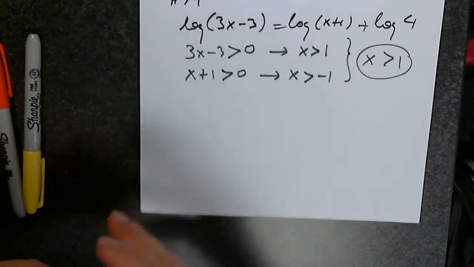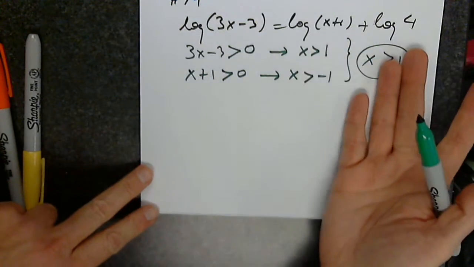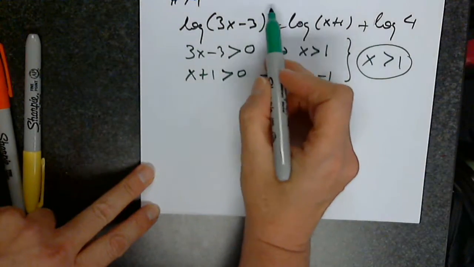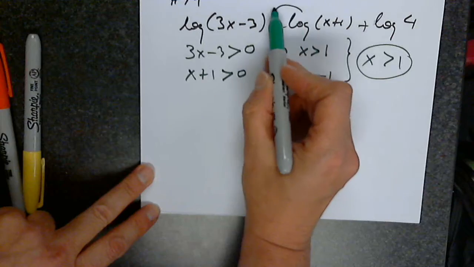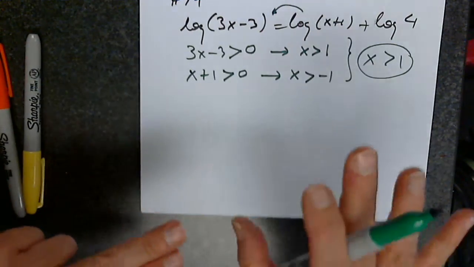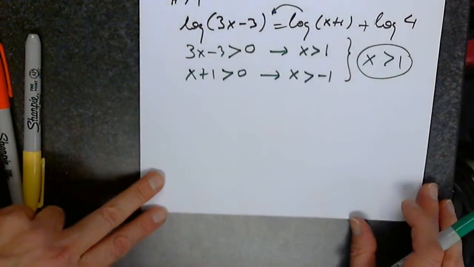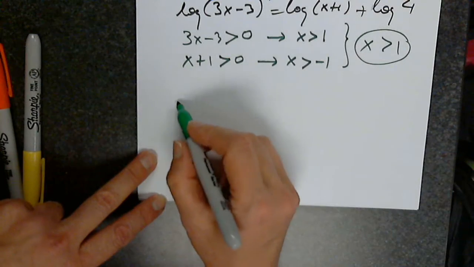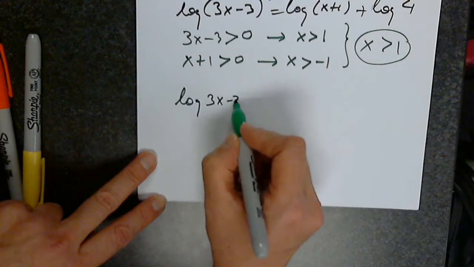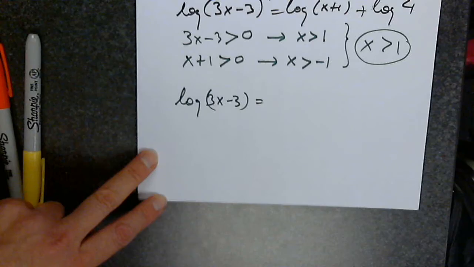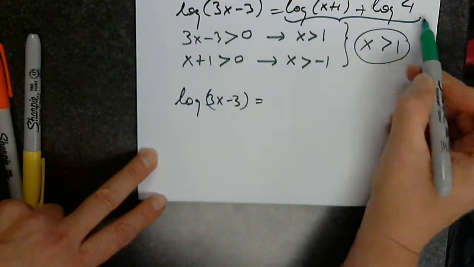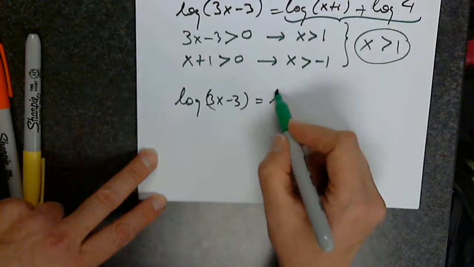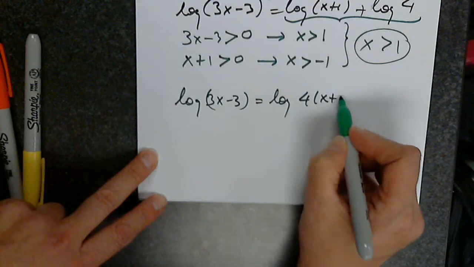Good. The left-hand side is the left-hand side. You can condense the right. You can bring this one to the other side. It doesn't matter. You can condense the way it is. It's up to you. So if I condense the way it is, the left-hand side is condensed. What would you do to the right-hand side? 4 times x plus 1.